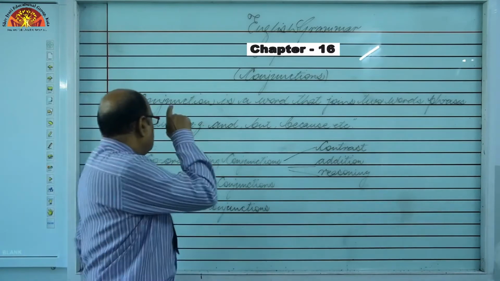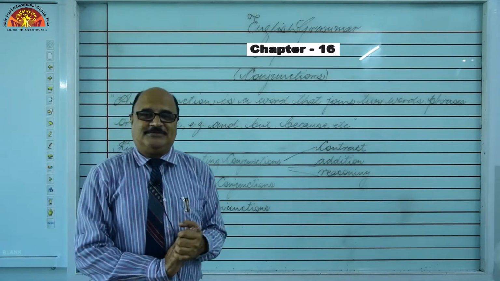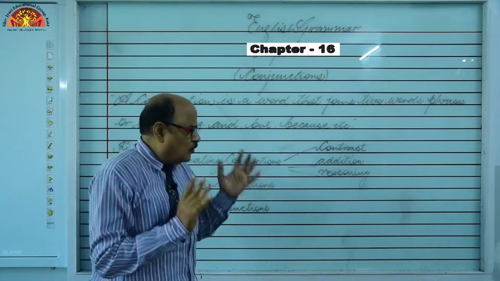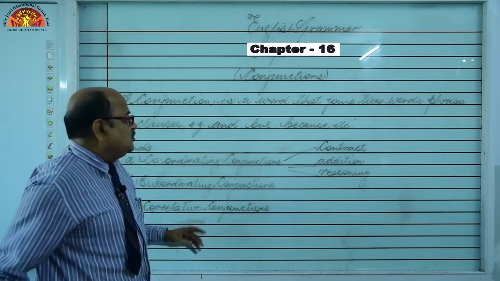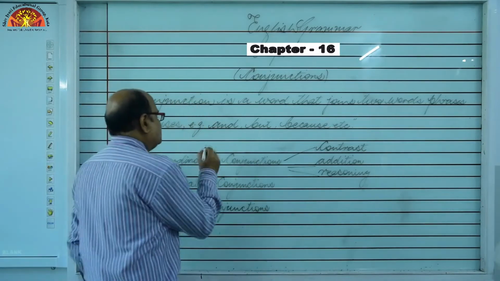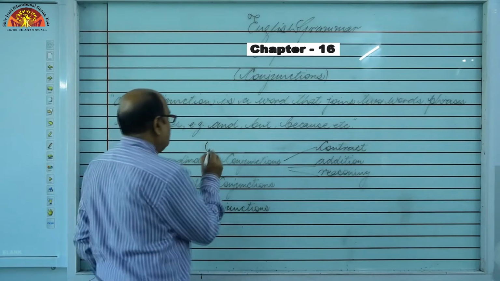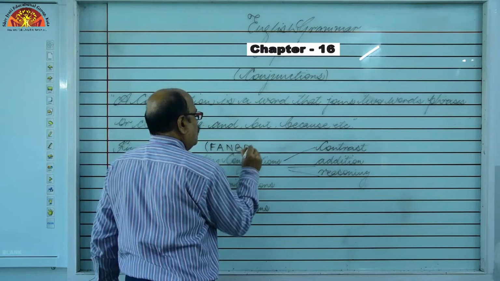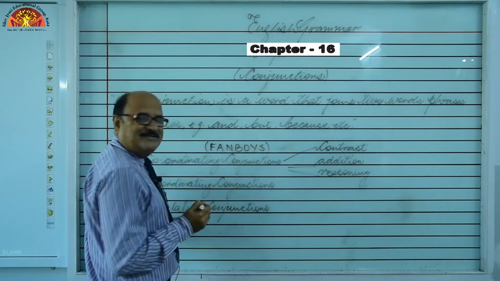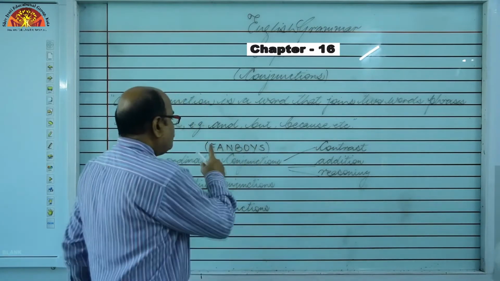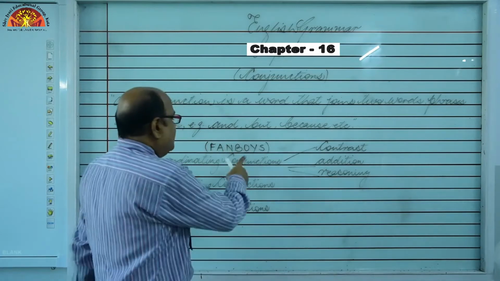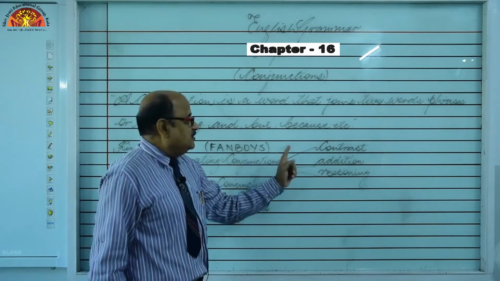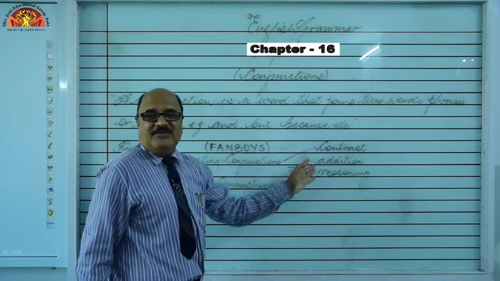So, there comes the turn of coordinating conjunctions. What are they? Let me give you a hint to make it easier: F A N B O Y S. Fanboys. Coordinating conjunctions, whether in contrast, in addition or in reasoning.